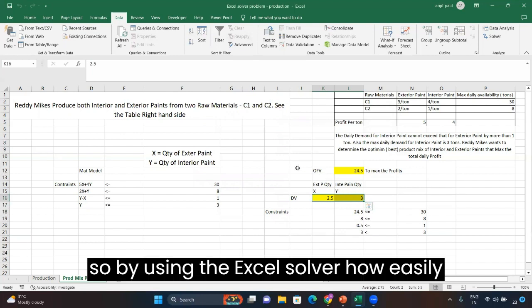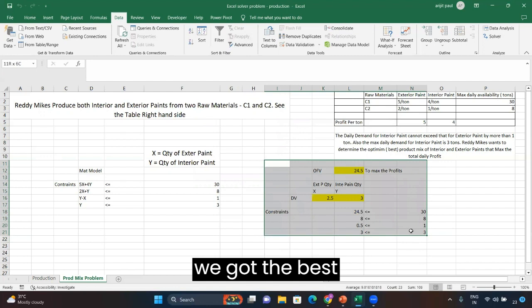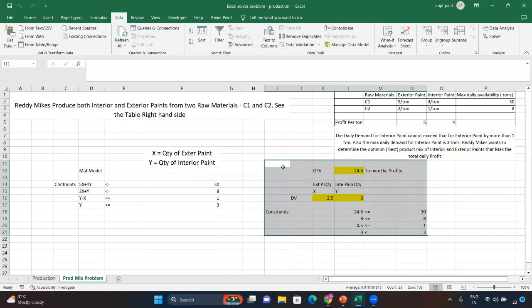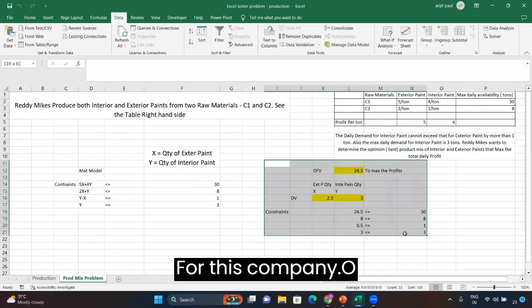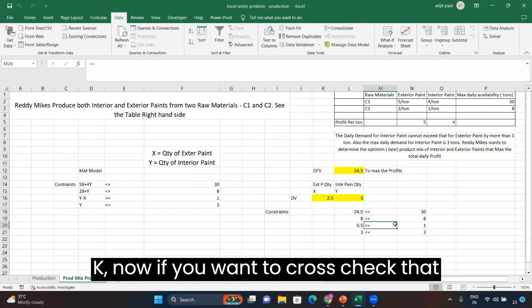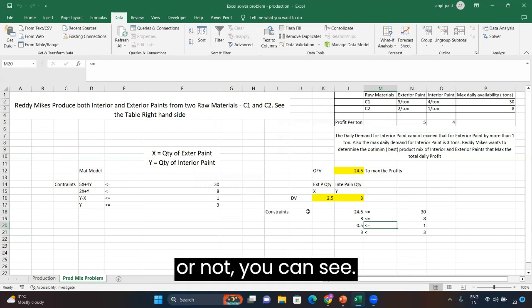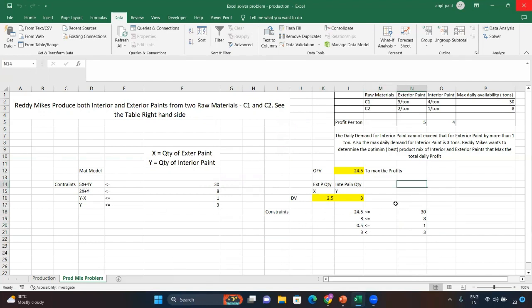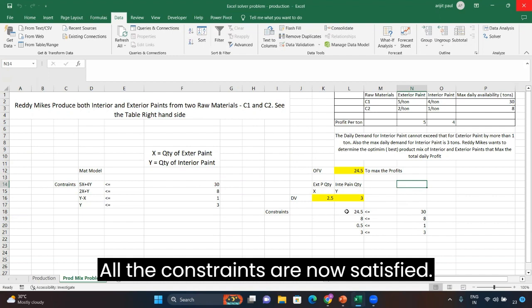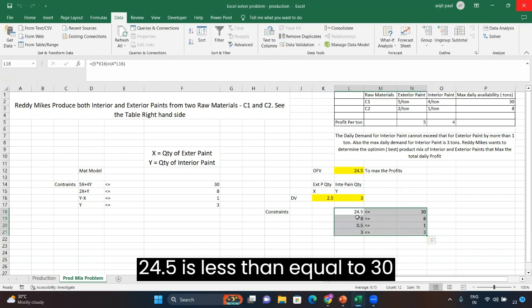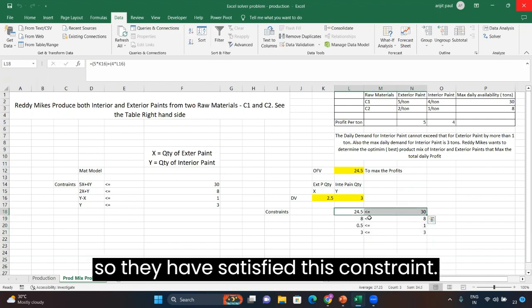So by using the Excel Solver, see how easily we got the best optimal solution, or production plan, for this company. Now if you want to cross-check whether it satisfies all the constraints or not, you can see all the constraints are now satisfied. For example, you can see here 24.5 is less than or equal to 30. So this constraint is satisfied.